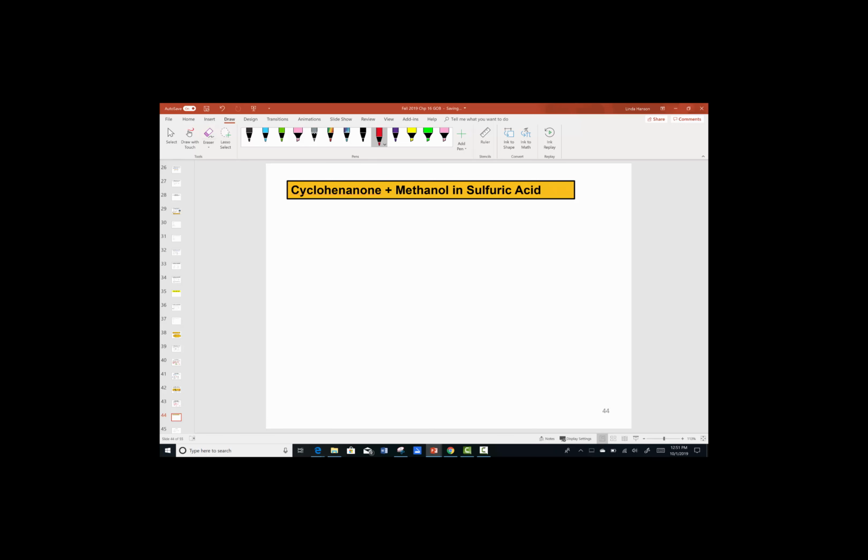Let's look at one where it involves a ketone. Cyclohexanone. Here this ending ONE, that tells me that the compound is a ketone. Cyclohexanone. So there's a 6-carbon ring, and I have an oxygen, making it a ketone, so we have a carbonyl carbon. And this time we're going to react it with methanol, which is 1 carbon in an alcohol group in the presence of sulfuric acid.